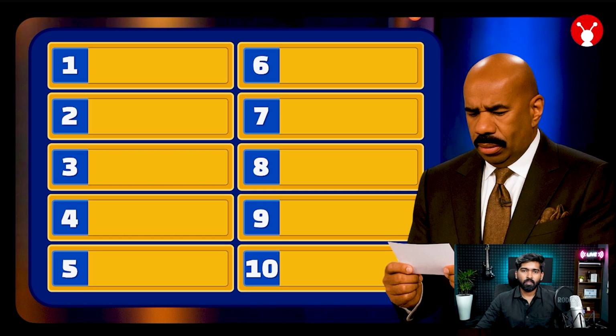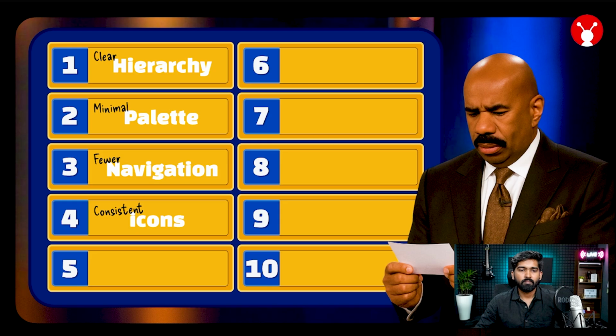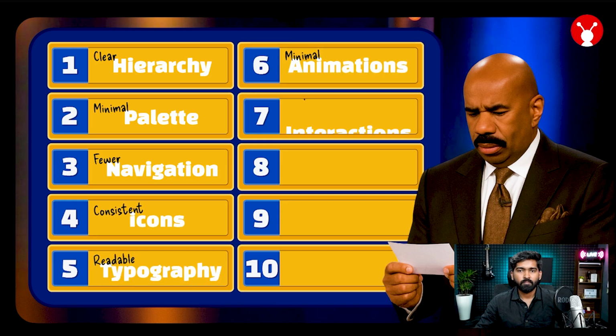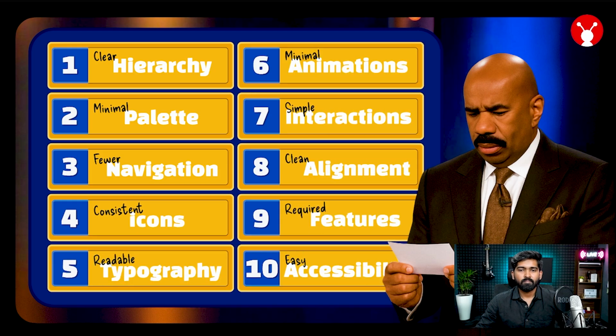Okay, ready? Here they are. They are hierarchy, color palette, navigation, iconography, typography, animations, interactions, spacing and alignment, features, and accessibility. Were you able to get all of them correctly? Let me know in the comments below. Now let's explore each one of them.